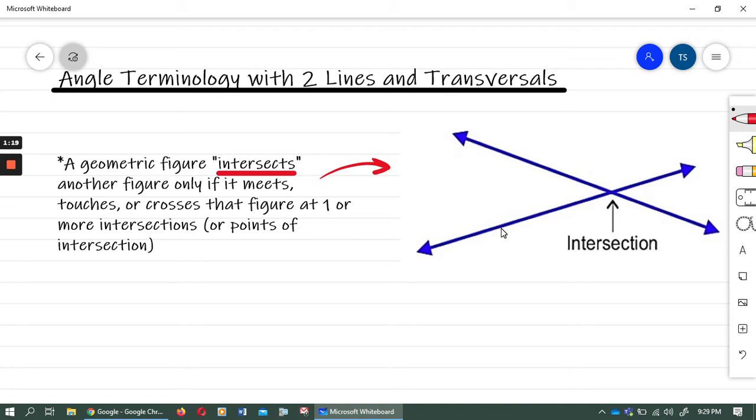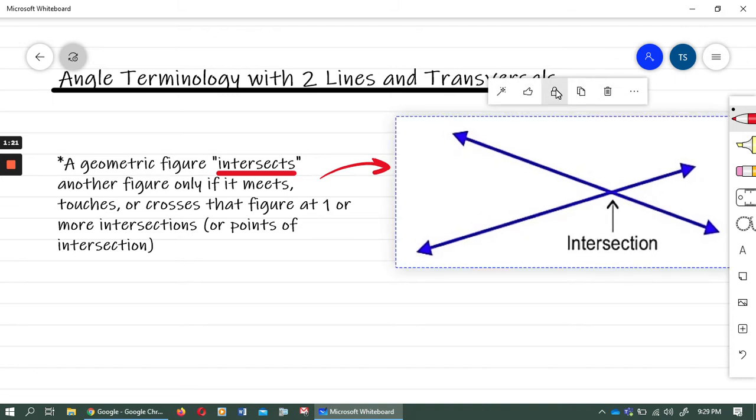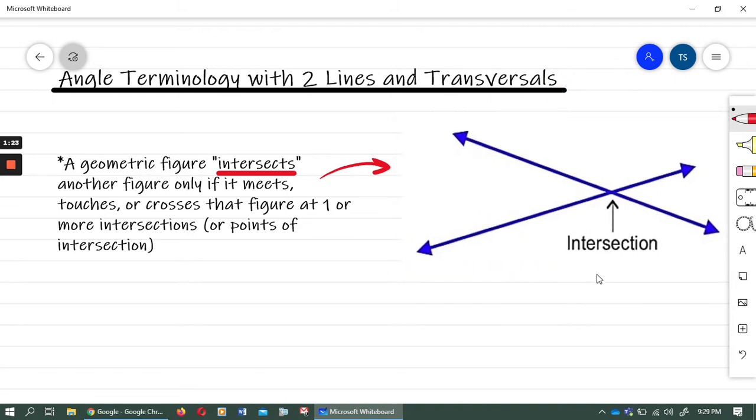Over here to the right, this diagram shows two lines intersecting each other. They're touching, crossing, or meeting at this particular intersection, or point of intersection.